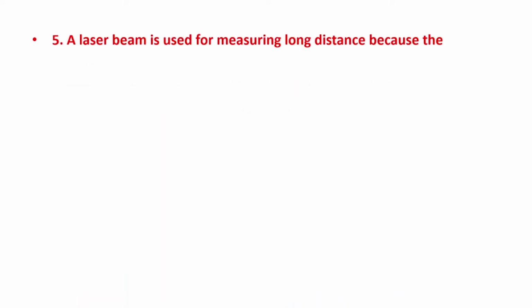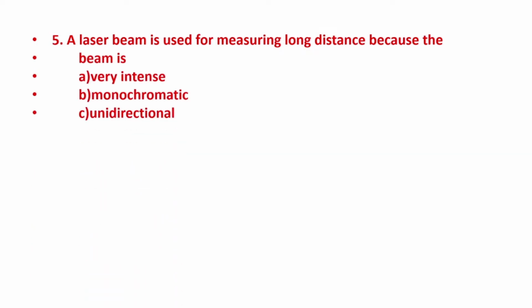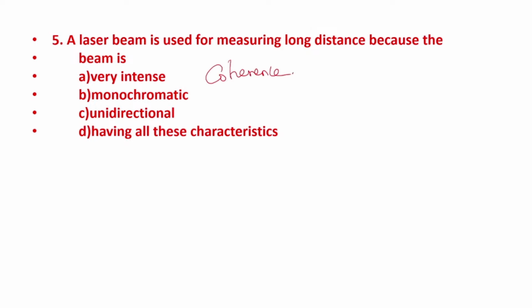Next. A laser beam is used for measuring long distance because the beam is very intense, monochromatic, unidirectional, having all these characteristics. Not only these characteristics, one more extra characteristic is there. It is coherent. High degree of coherence, that also you should include.